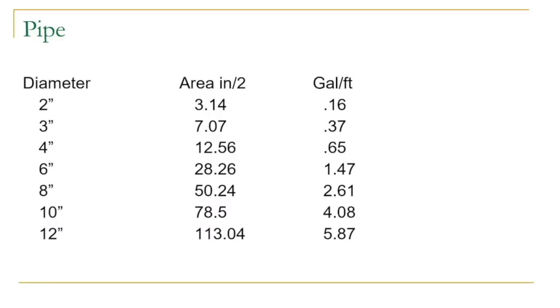Let me explain. So here's a 2-inch diameter pipe. It's got 3.14 square inches of cross section, just that cross-sectional area. And if you had a 1-foot section of that pipe, it will hold 0.16 gallons of water.